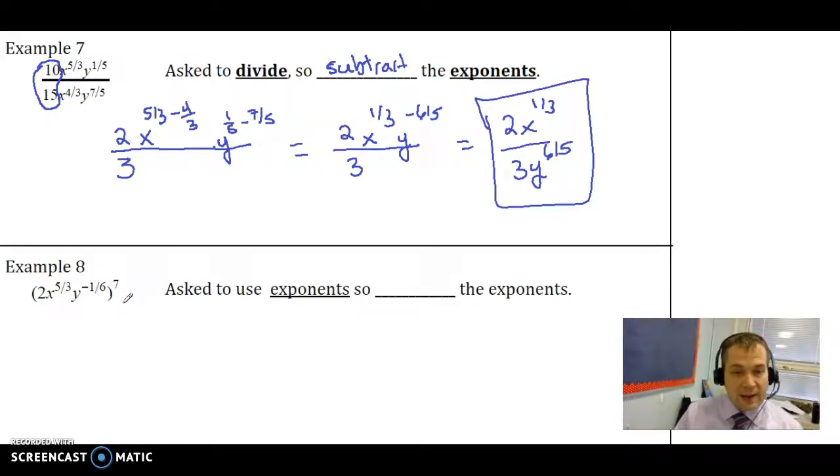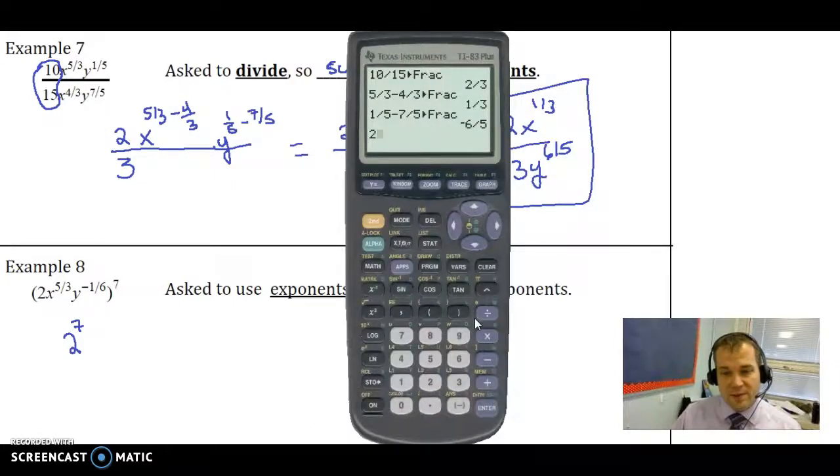Moving on to example 8, we are being asked to use a power on an expression, and so that means we're going to go ahead and multiply exponents. This 2 is not an exponent, it's a coefficient. So I'll take 2 to the 7th power, which is not 14. It's going to be, well, whatever 2 to the 7th is. I'll use this button to get the 7th power and find the larger number of 128.